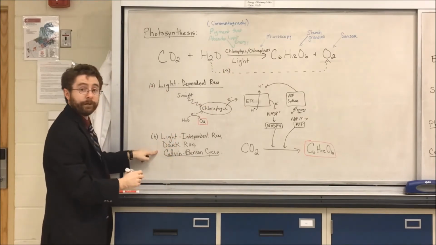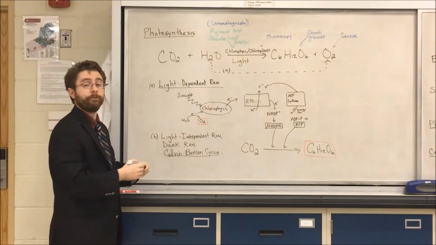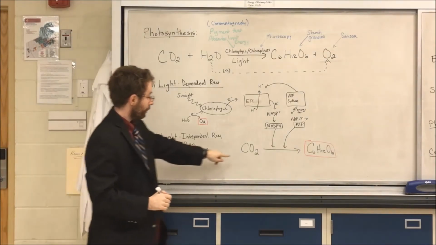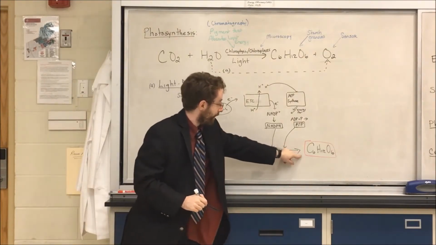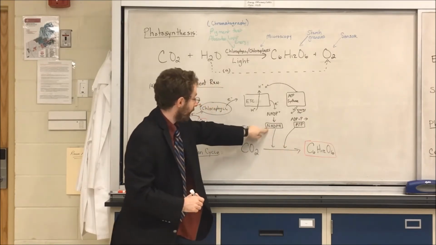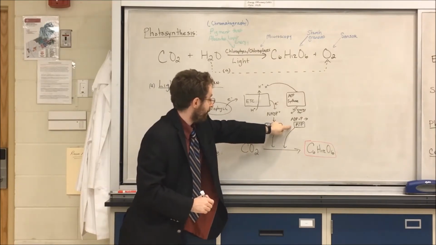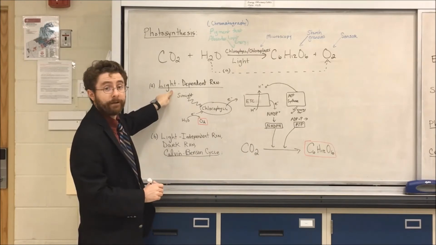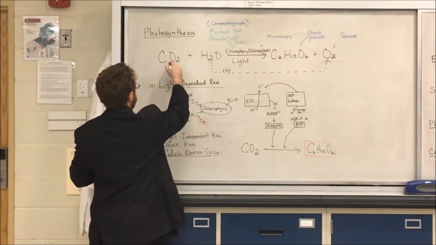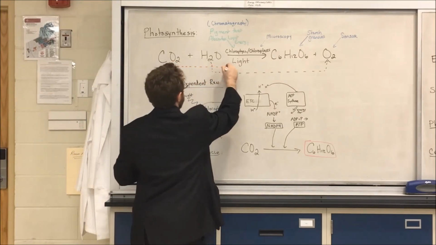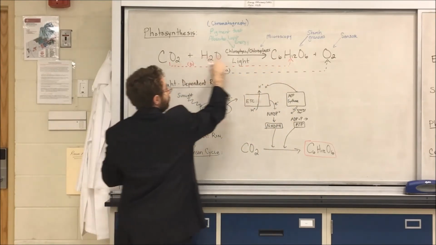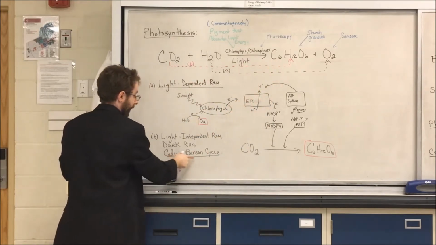The second part is the light-independent reaction, otherwise known as the dark reaction or the Calvin-Benson cycle. Here, carbon dioxide is going to be fixed into glucose, and what drives this cycle is the NADPH and the ATP that we generated during the light-dependent reaction. So if I look again at my reaction for photosynthesis, we see that this portion of the reaction, the carbon dioxide to the glucose, is the result of the Calvin-Benson cycle.